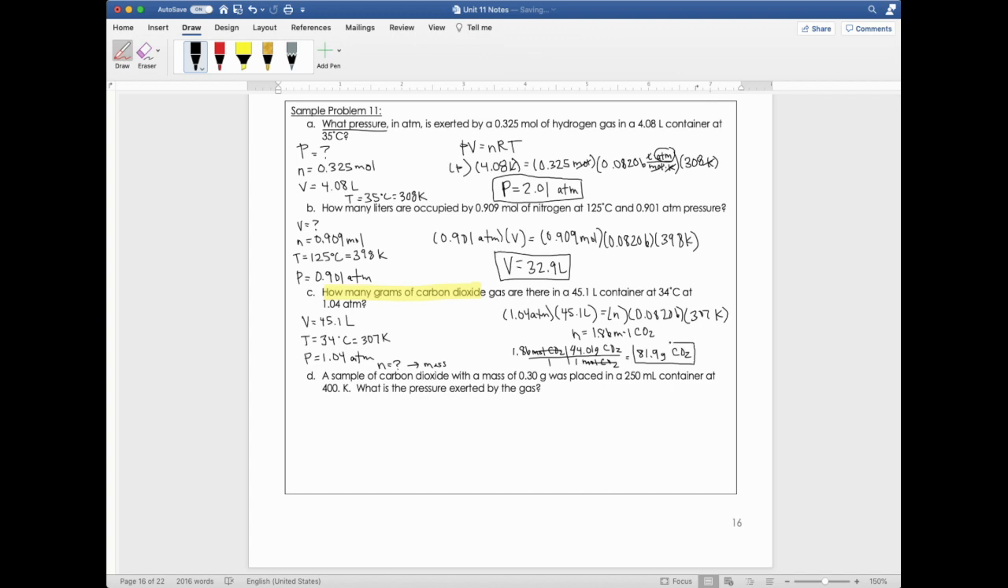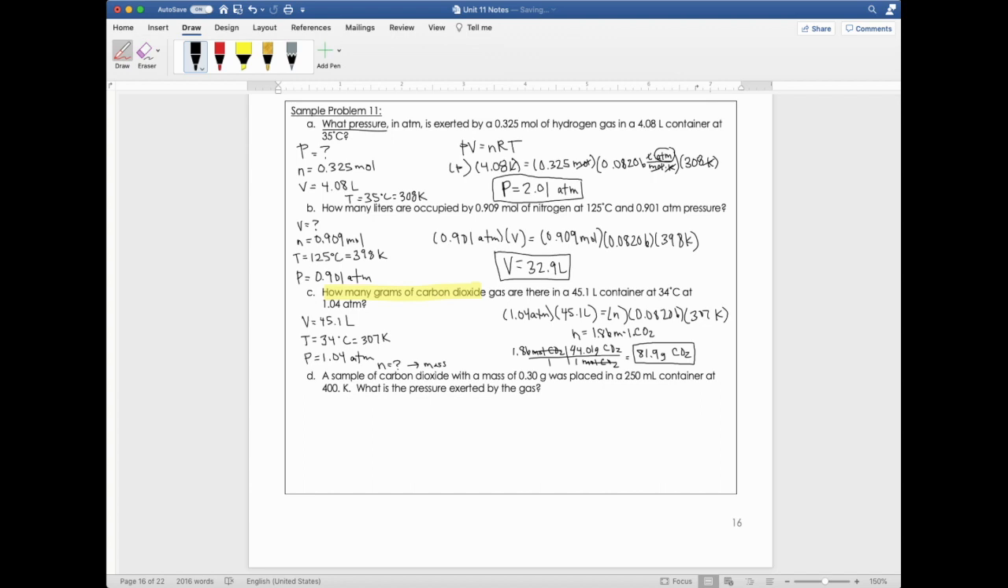So sometimes you'll have to take this one step further, like you'll see in the next sample problem. But in this case, it's pretty simple because you could just do a simple mole conversion. What I want you to do is try sample problem D.